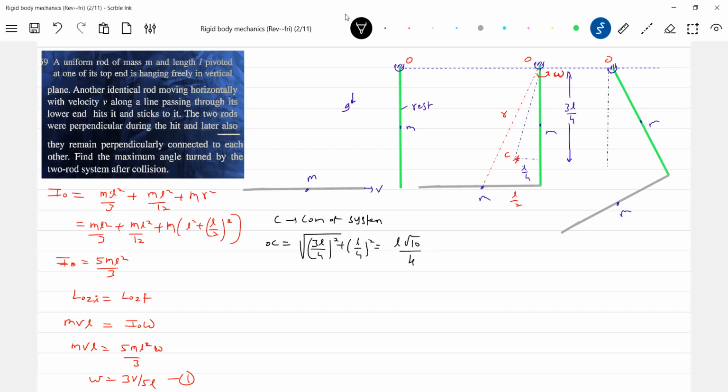Now we have to apply conservation of mechanical energy. The initial rotational kinetic energy of the system should be equal to the increase in gravitational potential energy of the system. What do you mean by gravitational potential here? How much has the center of mass risen? Initially the center of mass is here. So the center of mass will get shifted. The center of mass of the system will now come somewhere here.